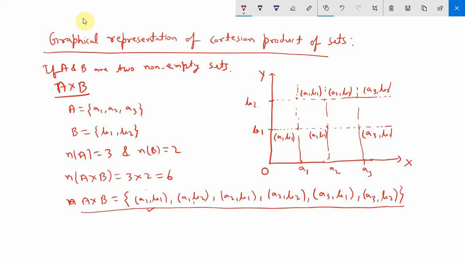See, A1 B1 is this one, A1 B2 here, A2 B1 this point, A2 B2 is this point. Then A3 B1 is this ordered pair, A3 B2 is this ordered pair. Okay, so this is how we can represent on a graph all the ordered pairs or Cartesian product of sets. Okay friends, next we will see how to represent Cartesian product of two sets by using Venn diagram.